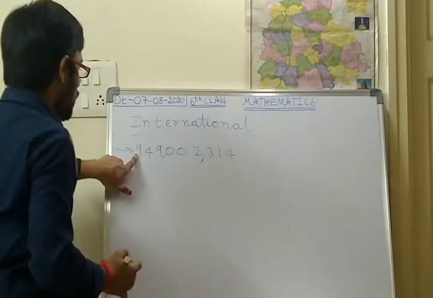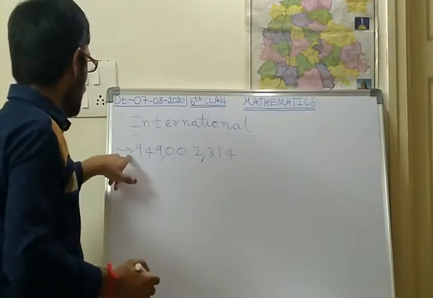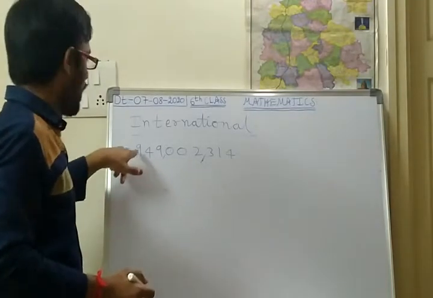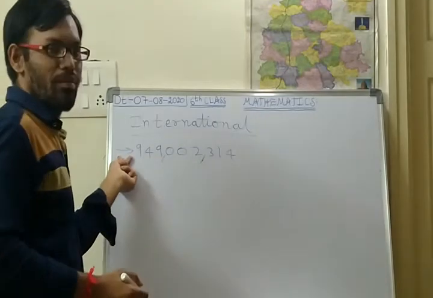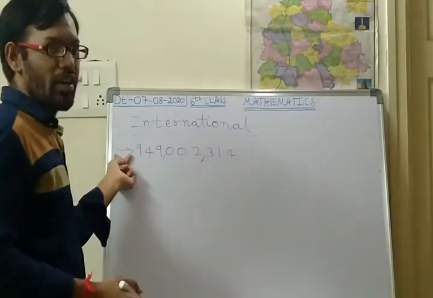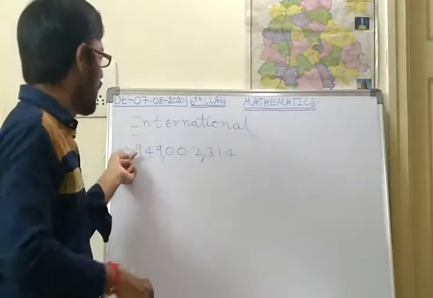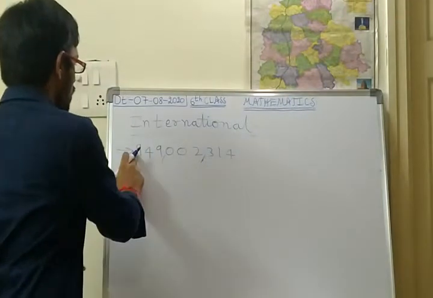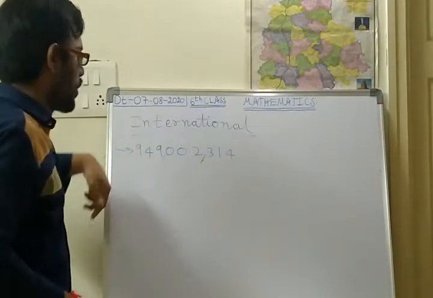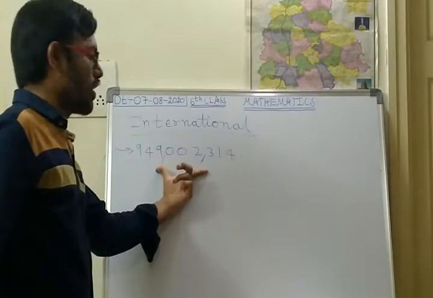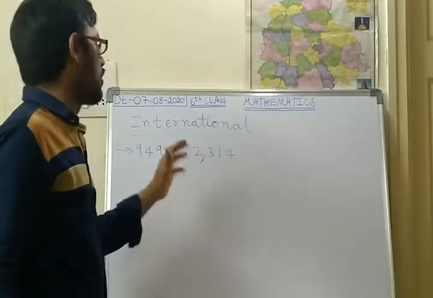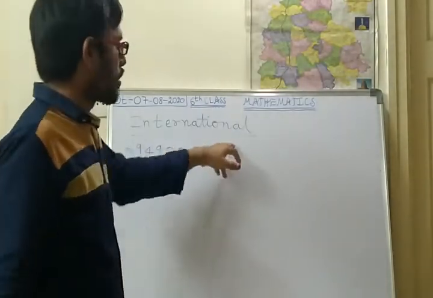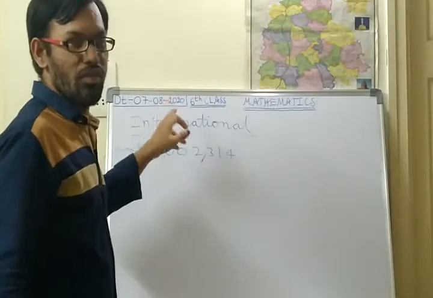Here there is no need to keep a comma because after these 3 digits there is no number. If there is another digit, or 4 or 5 digits, then you should keep a comma here. Here there is none, so no need to keep the comma. So first of all, you should identify the commas. After identifying, you should write the place names for this number.